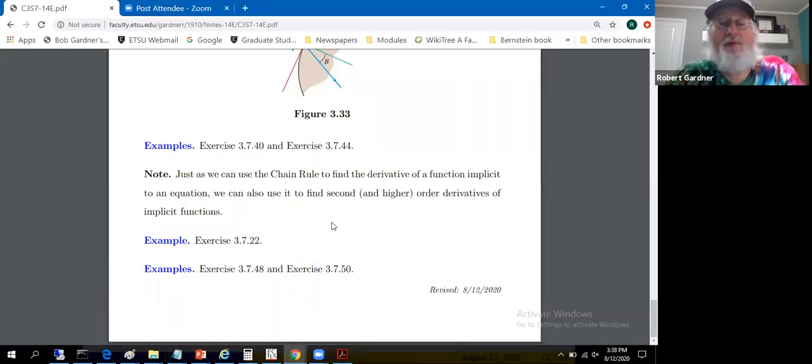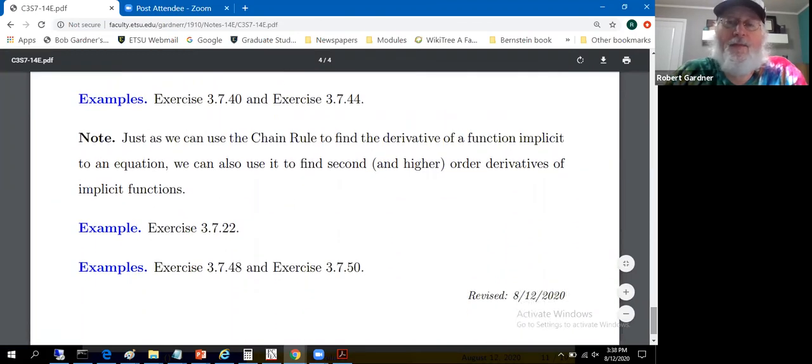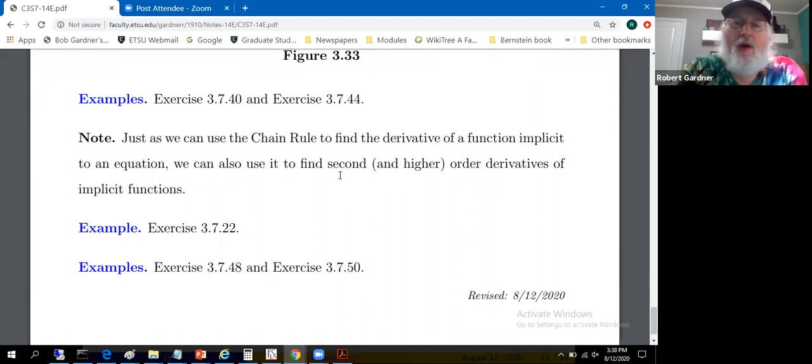One more comment, and then we'll do a handful more examples. Just as we can use the chain rule to find derivatives, we can find higher order derivatives. So we can find second and third order derivatives and so forth using implicit differentiation. Thing is, it'll just be repeating the process we already had, except this time we'll need to introduce a second derivative, a d squared y dx squared kind of thing. We'll need a second derivative when we differentiate implicitly a second time. So that's best explained just with some examples.